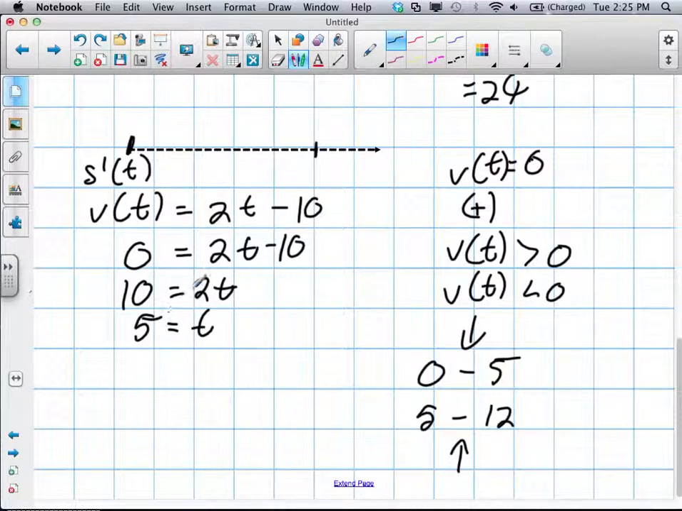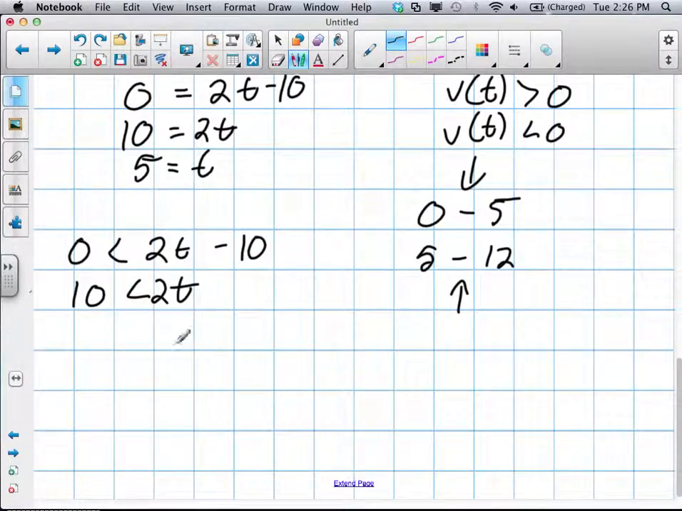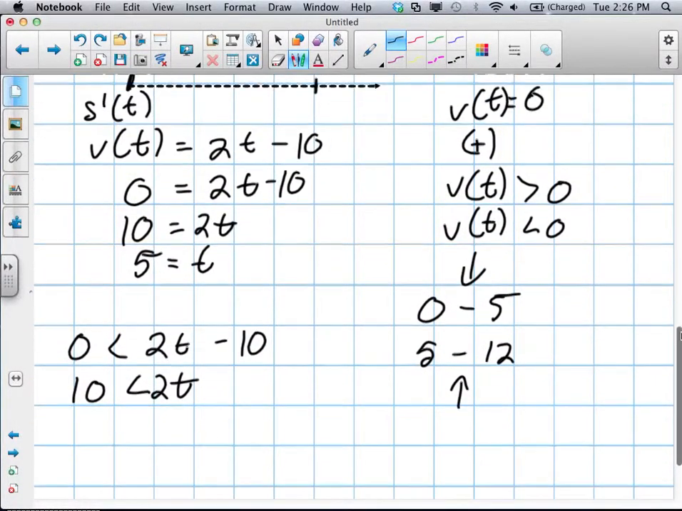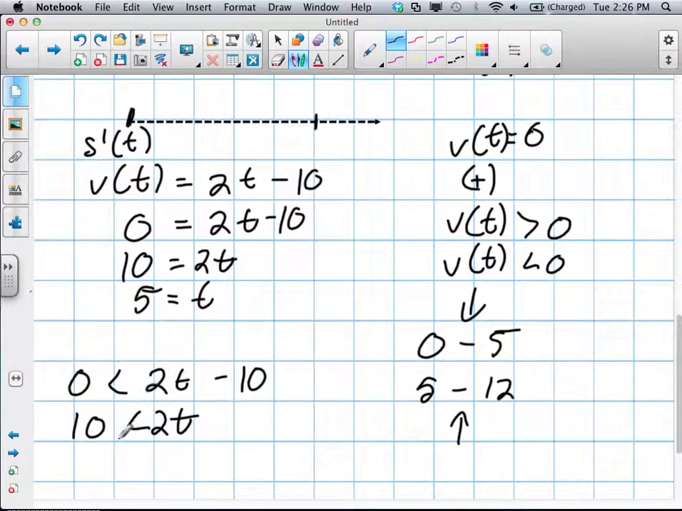So our velocity question, we know velocity needs to be greater than 0. So 2t minus 10, okay? When we bring 10 over, we get 10 greater than 2t. And divide by 2, oh, that gives us our 5. t will be greater than 5. Okay? Oh, so that's perfect. That's exactly what I wanted. t is greater than 5.